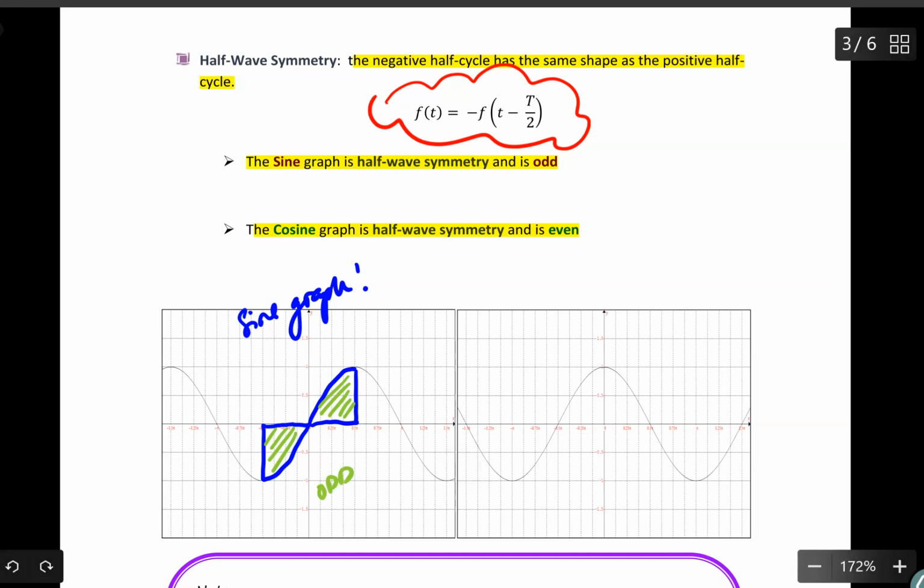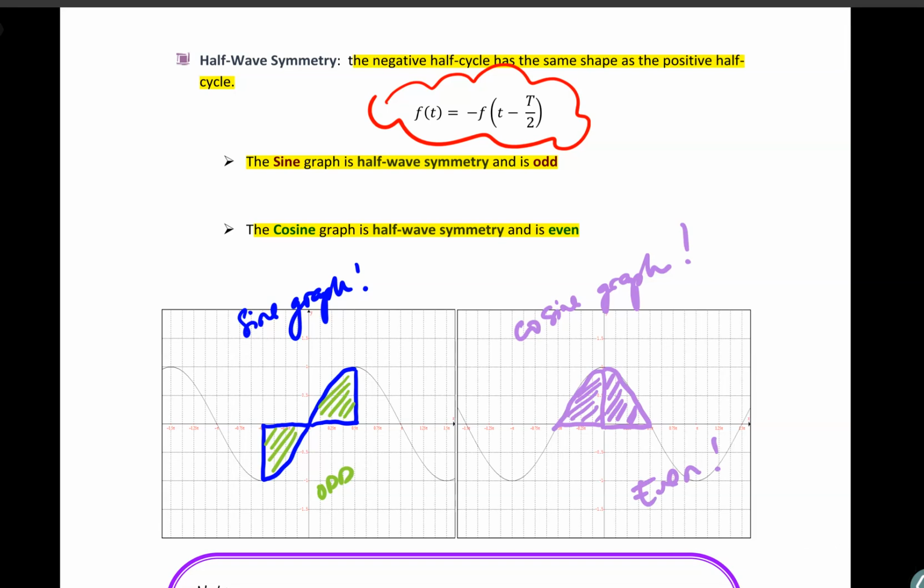Okay, now cosine. Let's take a look at the negative half of cosine and compare with the positive half of cosine. So I will pick this part. This one is a negative half of cosine, because this part is in fact on the negative part of x. So that is the values here. And then I pick the positive part of cosine. So they are equal to each other. This one is a cosine graph, and it's actually even. So they both have halfway symmetry, and one is odd and one is even.